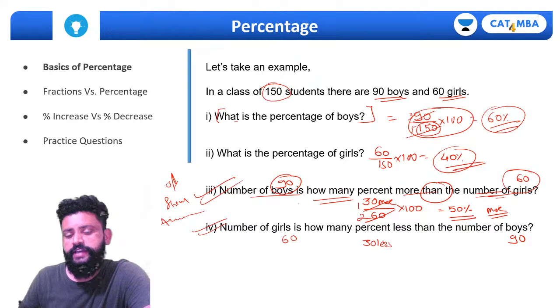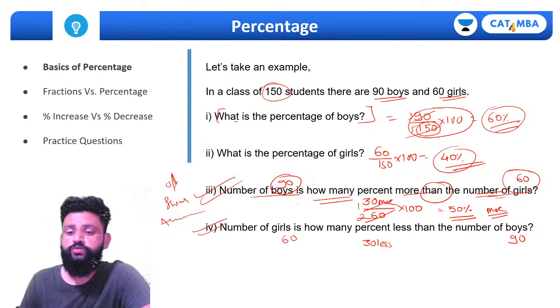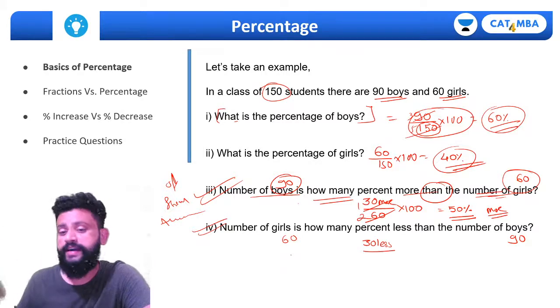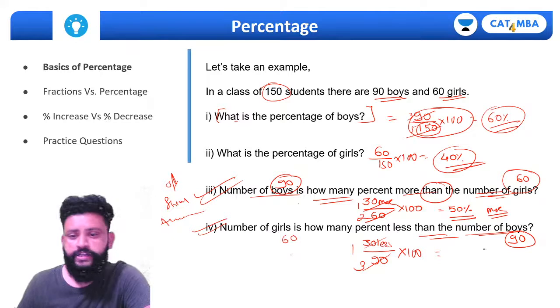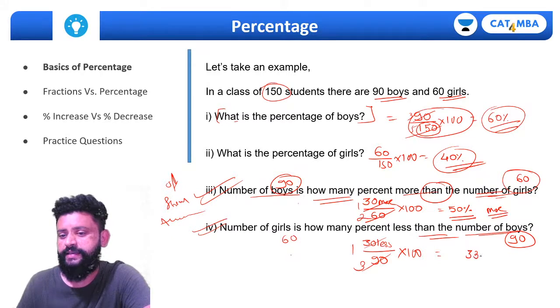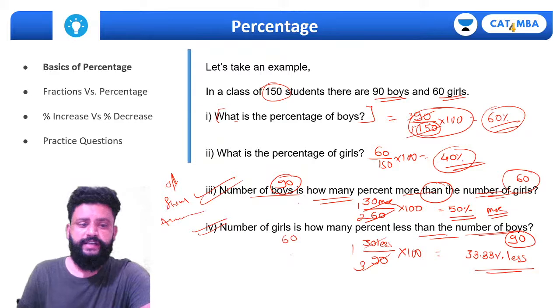After that, if I ask this question in reverse, the number of girls is how many percent less than the number of boys, then it is 30 less, but compared to what? Now it's not compared to 60, it is 30 less than what? 30 less compared to 90. So than the number of boys, the denominator will be 90, into 100, that comes out to be 1/3 into 100, which is 33.33% less. Most important basics from percentage.